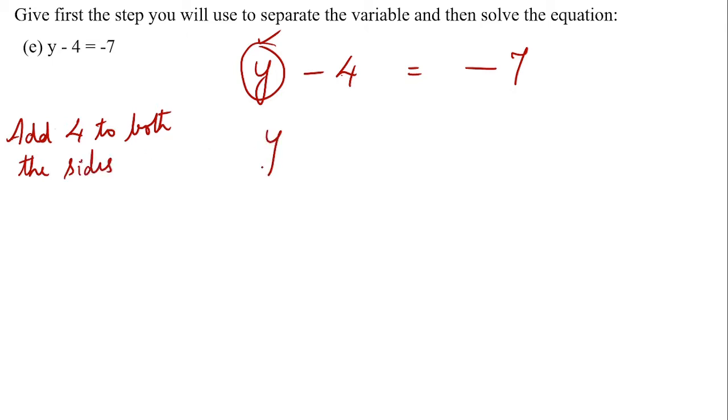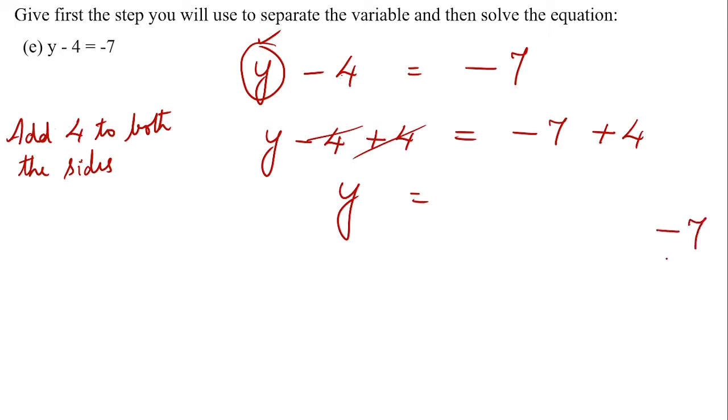When you're adding 4, so y minus 4 is already there. You add 4 is equal to minus 7 and add 4 to both the sides of the equation. Minus 4 plus 4 gets cancelled. Y is equal to, so you have minus 7 and plus 4. Two different signs, put the bigger number sign. Bigger number is 7, its sign is minus, and then subtract. 7 minus 4 is minus 3. So y is equal to minus 3.